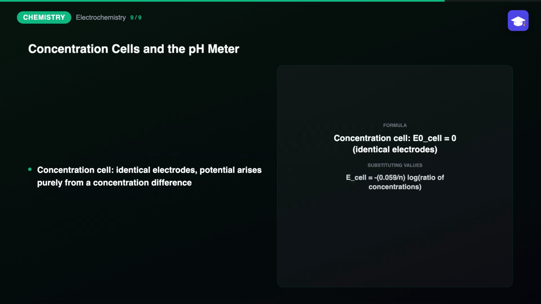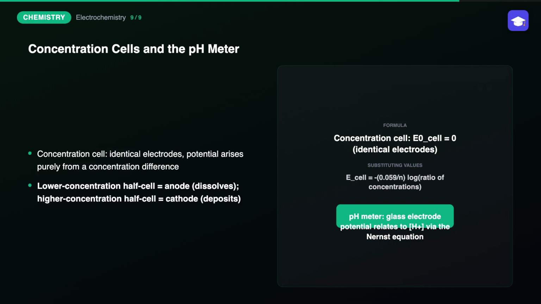A concentration cell is a special type of galvanic cell where both electrodes are made of the identical material, and the entire cell potential arises purely from a difference in ion concentration between the two half cells rather than from any difference in electrode material itself. Electrons flow spontaneously to equalize this concentration difference, with the half cell containing the lower ion concentration always acting as the anode, actively dissolving to increase its own local ion concentration, while the half cell with higher concentration acts as the cathode, depositing metal to decrease its own local ion concentration.